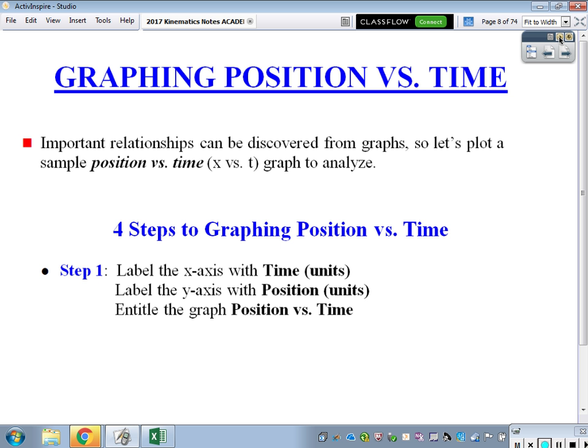You're going to label the y-axis with position. We've already talked about this. What units are we going to use for position? Meters. And then lastly, as we've already talked about in some of our previous graphs, we're going to title this simply position versus time. We do not need the elaborate title, like the effect of this on Thursday when it's raining and it's 70 degrees outside. Just give us a very simple position versus time title. That's all we need for this graph.